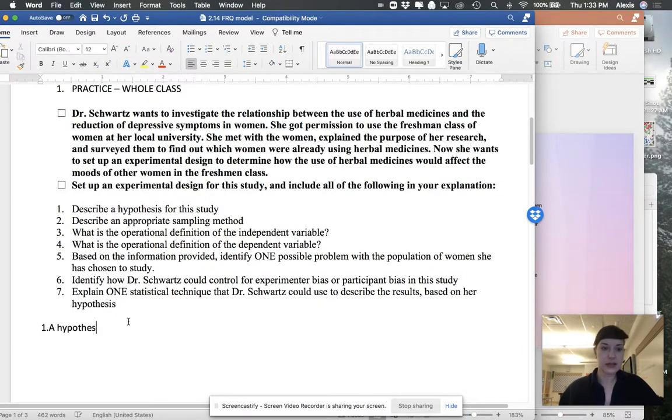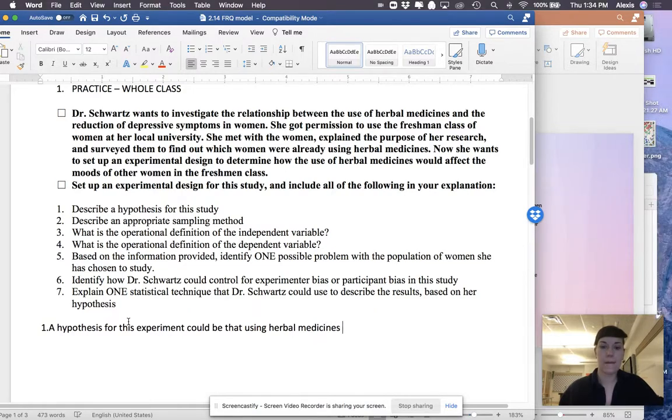a hypothesis for this experiment could be that herbal medicines, I want to be more specific, could be that using herbal medicines decreases depressive symptoms in women. Okay.